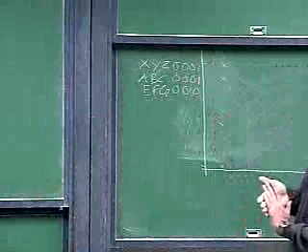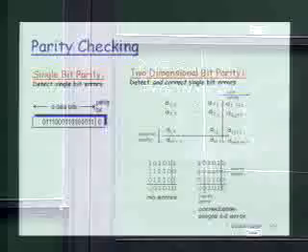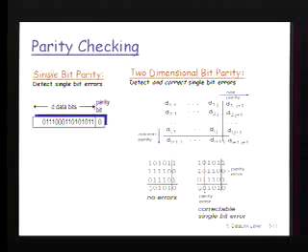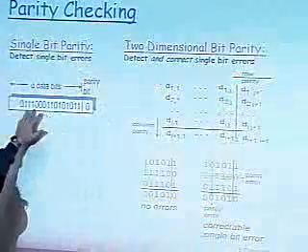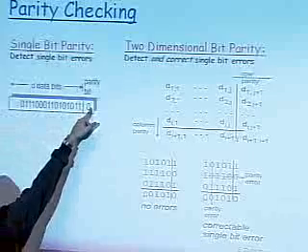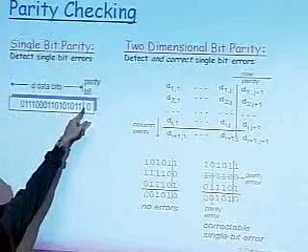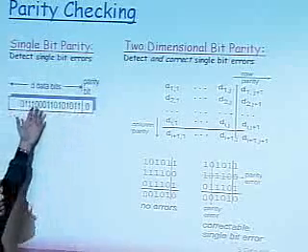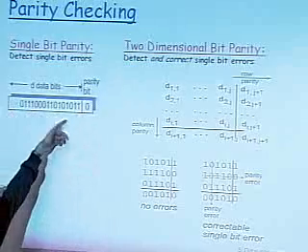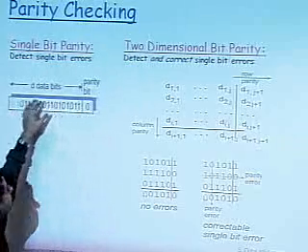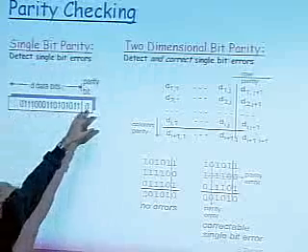So here we have an example where you have either single parity or two-dimensional bit parity that lets you detect and correct for errors. So in single parity bit, the parity bit is set as the XOR of all the data bits that are sent. So if there are an even number of ones that are sent, the parity bit becomes 0. If an odd number of ones are sent, the parity bit becomes 1.